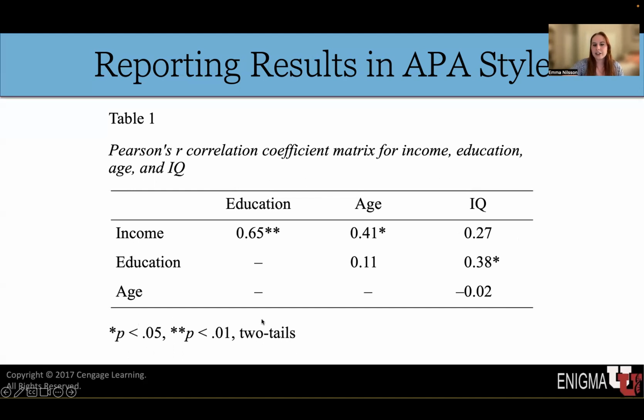Generally, this key down here is for telling us the significance values. So here we can see that between income and education, there was a medium to moderate positive correlation between them, but it was also statistically significant when using an alpha of 0.01. Here we can see that between age and income, there was also a small to moderate positive correlation, and it was only significant using an alpha of 0.05. Here we can see that between income and IQ, there's a weak positive correlation, but it was not significant because there's no asterisks.